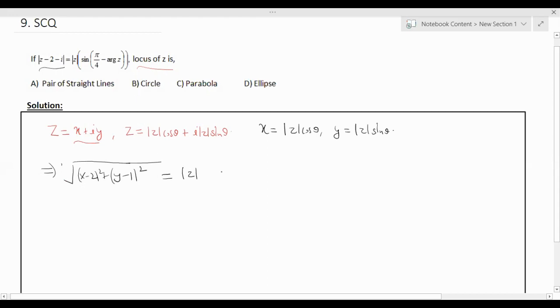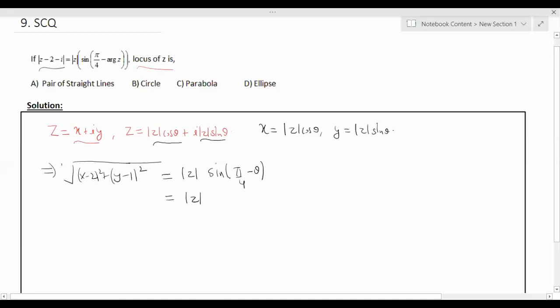Modulus of z. Now what is this, sine of (pi by 4 minus argument of z)? So this will be sine of (pi by 4 minus theta), because if you write modulus of z cos theta and modulus of z sine theta in your polar form, theta automatically becomes your argument. Okay, so let's open this. What do you have? So you have modulus of z.